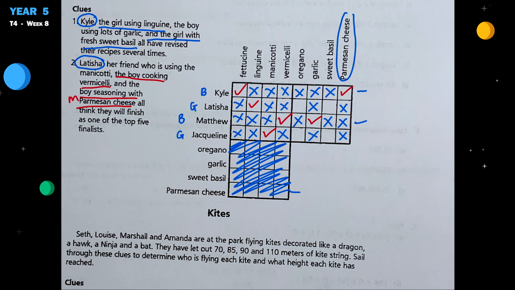Okay, now we can look back here. It says, look at the first clue. It says Kyle, so we've got Kyle. It says the girl using the linguine. Let's figure out who that is. The girl using linguine is Letitia. And then it lists the boy, and then another girl, the girl with the fresh sweet basil. That means the girl with fresh basil can't be Letitia. It must be Jacqueline. That means sweet basil belongs to her, and because of that we can cross this out, and then obviously the other one, oregano, must be Letitia, and everything is done. That took a while.